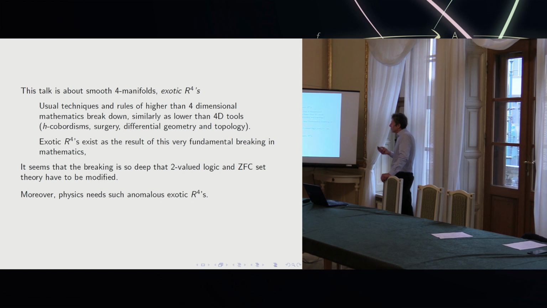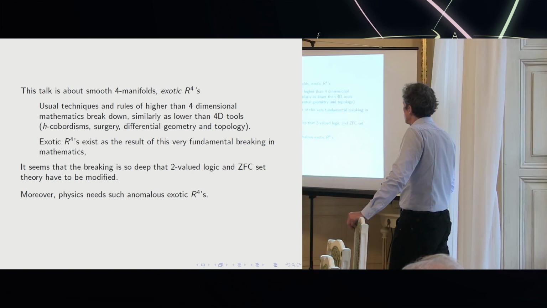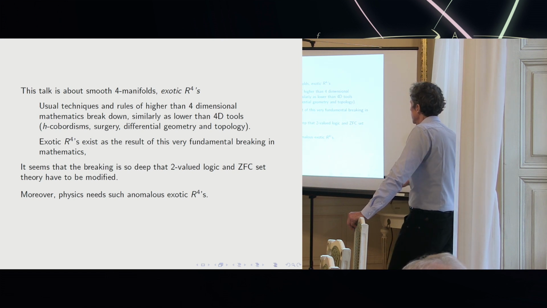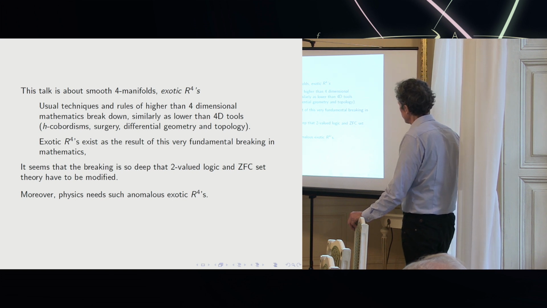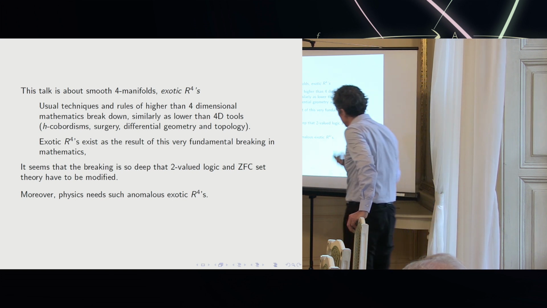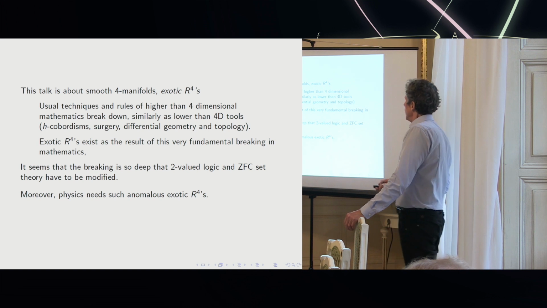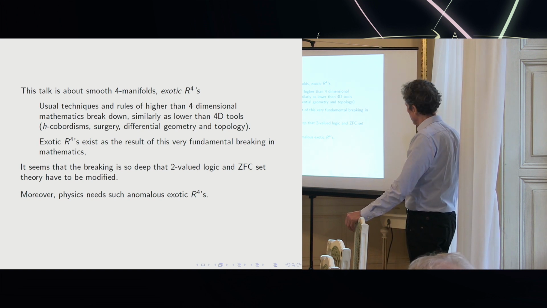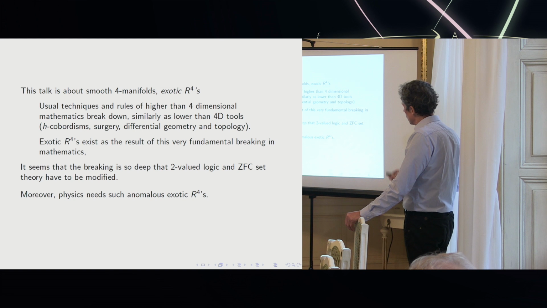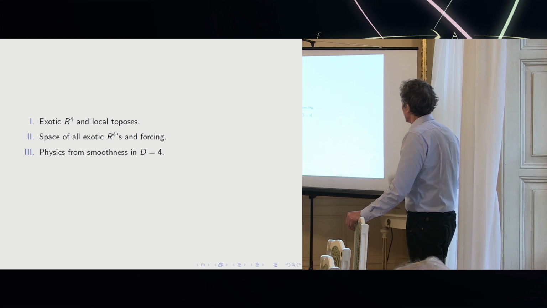And so, in particular, we think that the breaking is so deep that the tools based on two-valued logic and ZFC set theory have to be modified. And at the end of my talk, I will tell about a physical application of exotic R4. So, in general, the answer to the question if physics needs variable logic is yes, from that point of view. Okay, this is the plan.